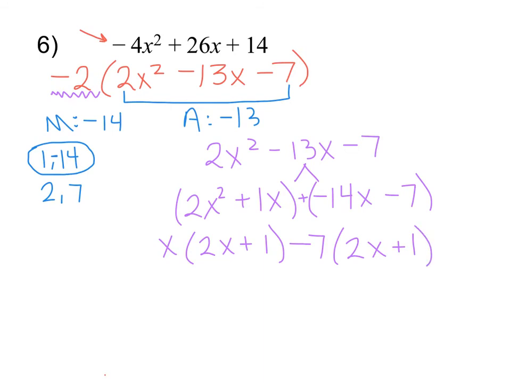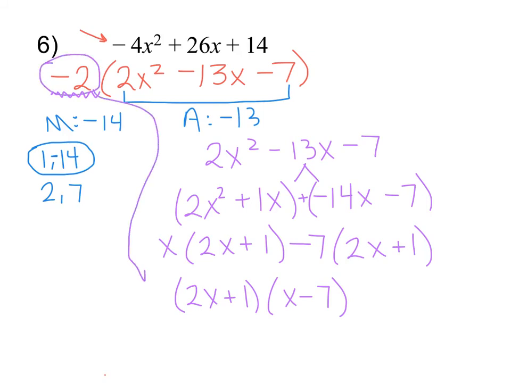And now I'm going to write my answer. We have 2x plus 1 times x minus 7. And we're not going to forget this negative 2 at the beginning that we factored out. And we're going to put that right in the front. And there is our answer.